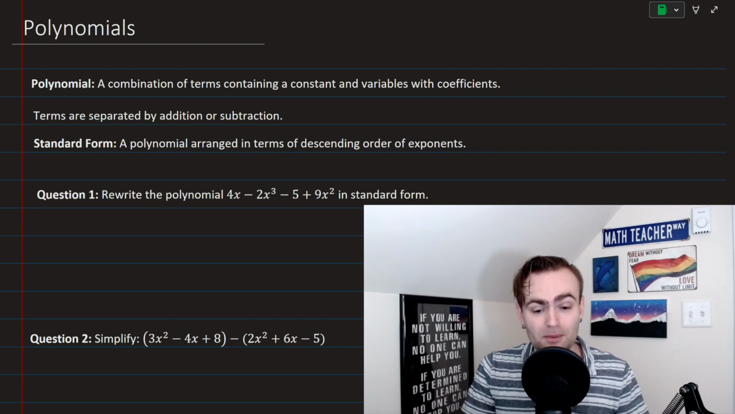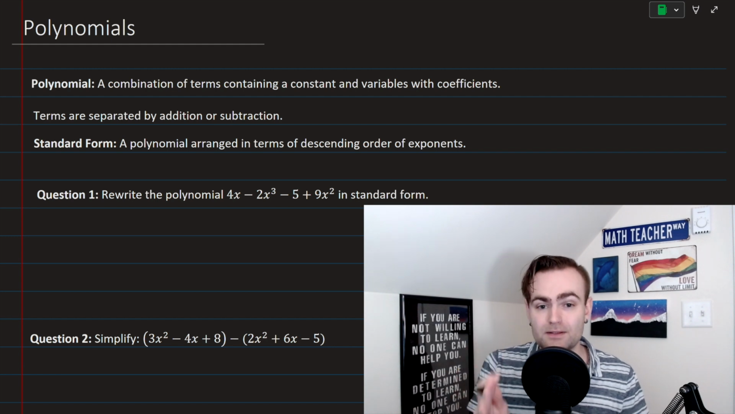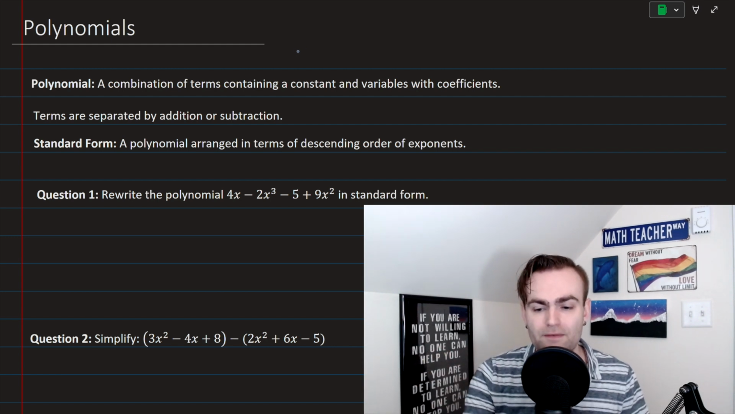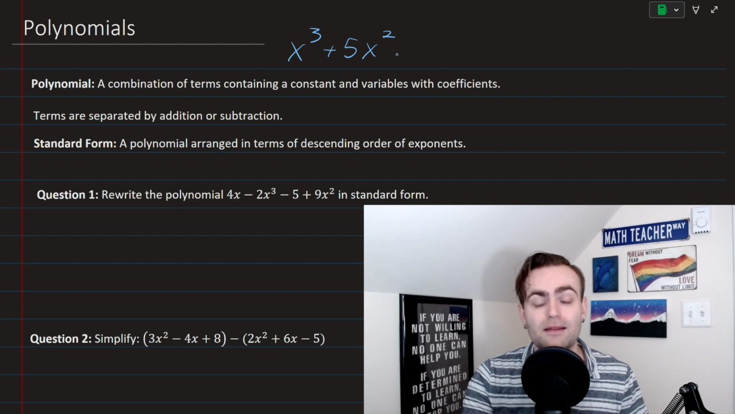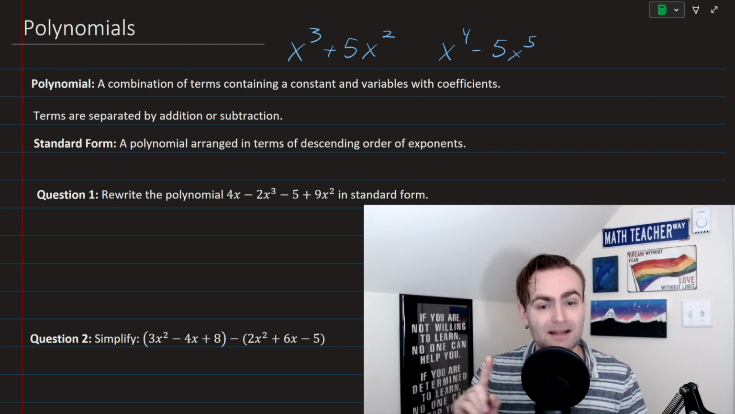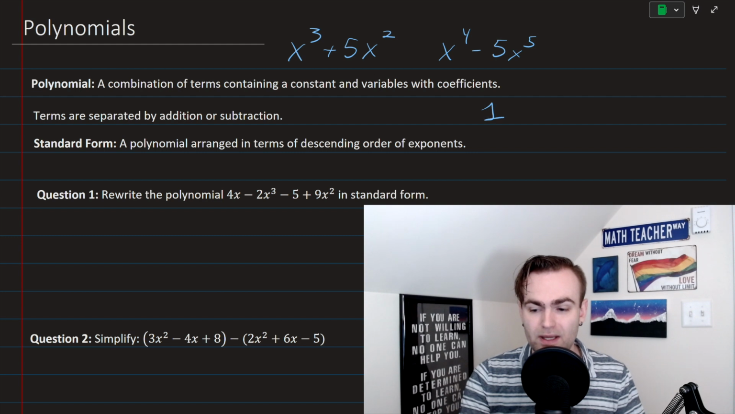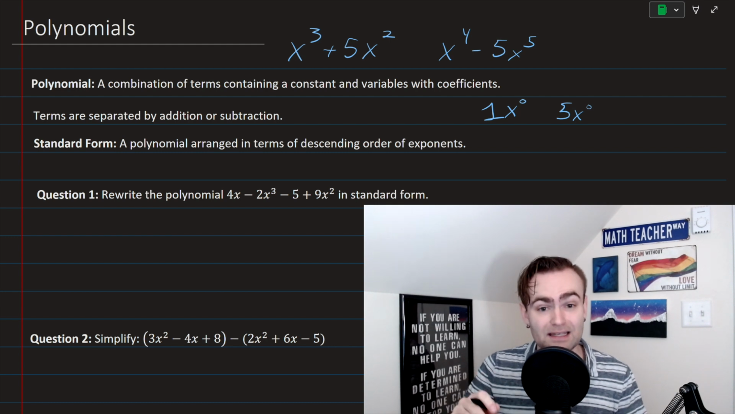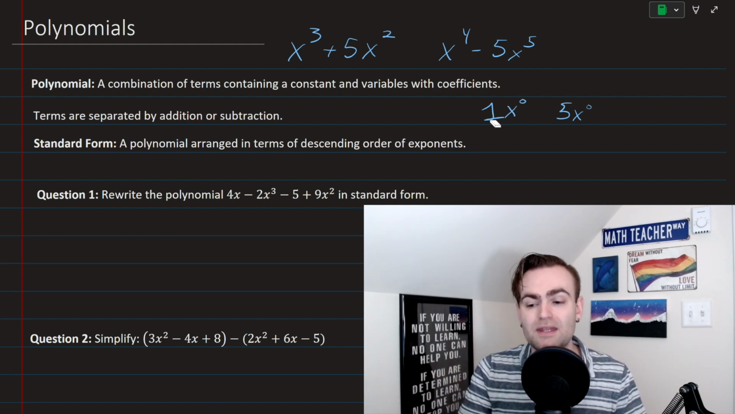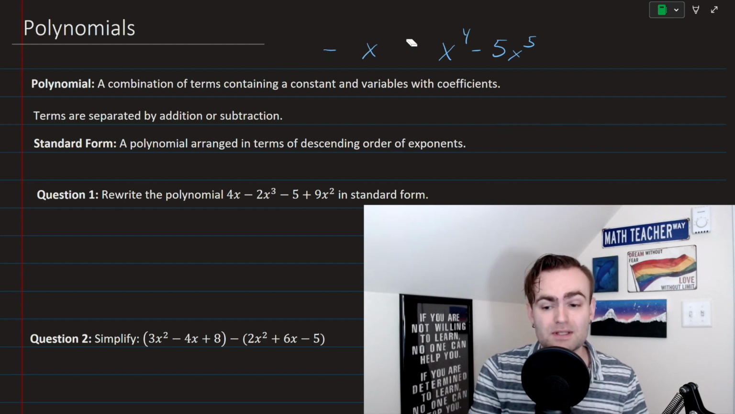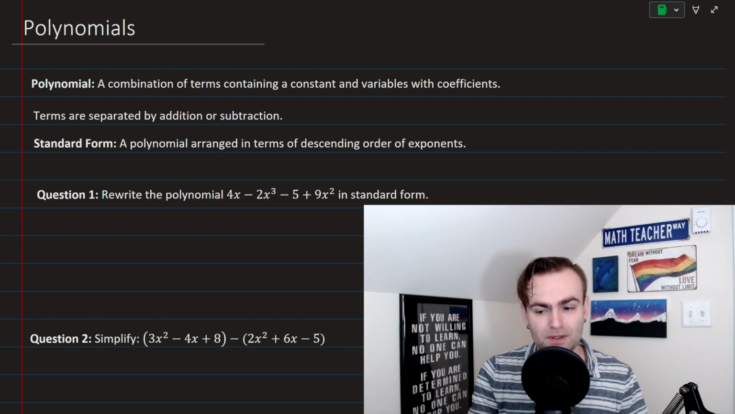So standard form is when we write these with decreasing exponents. So if I have x cubed plus 5x squared, that's okay. But if I have x to the fourth minus 5x to the fifth, that's not in standard form because the powers aren't descending. And just so we are all clear, any number, like 1 or 5, has an x to the 0 power attached to it because any number to the 0 power is just 1. So the constant is what we would call that. The term without the x is always the last one.